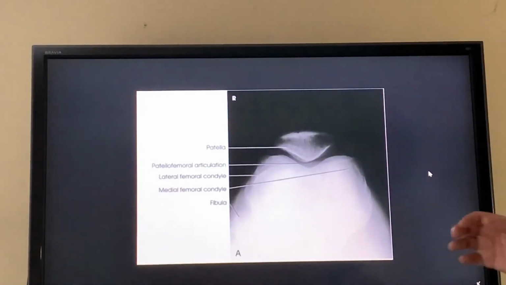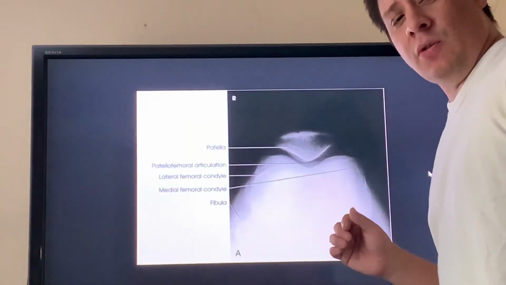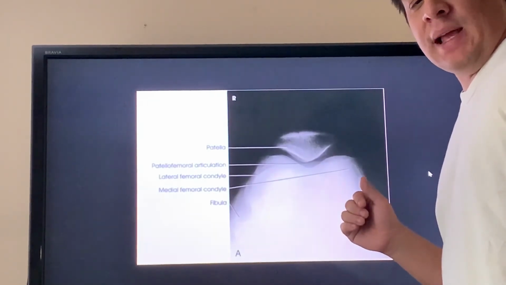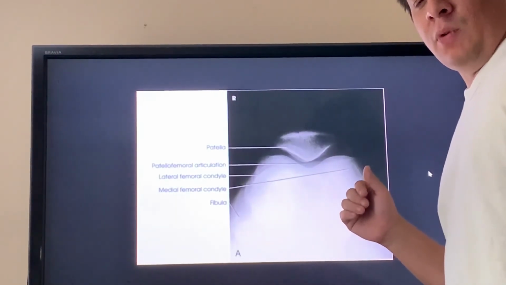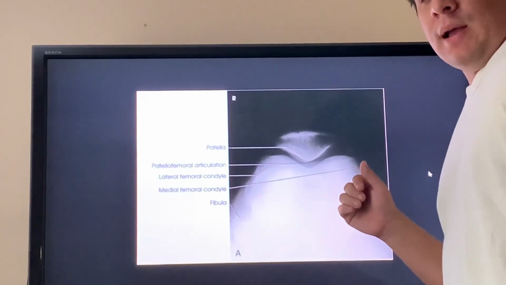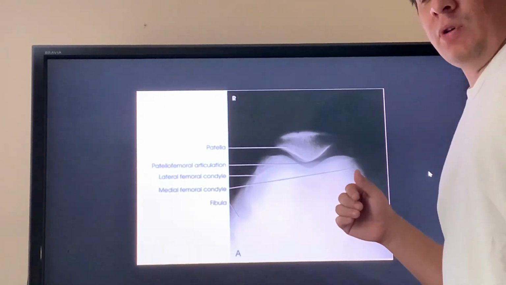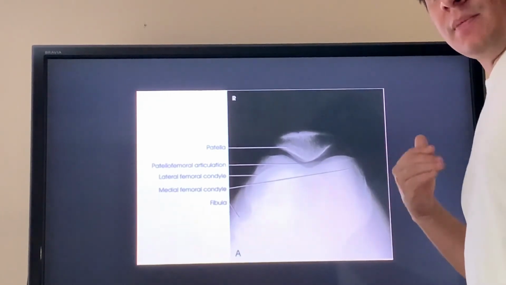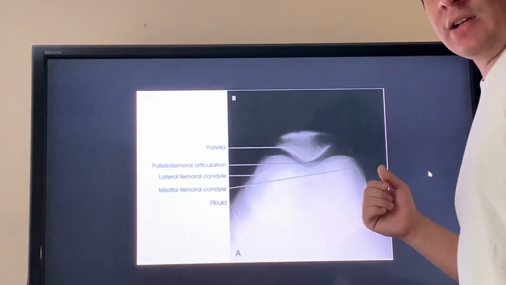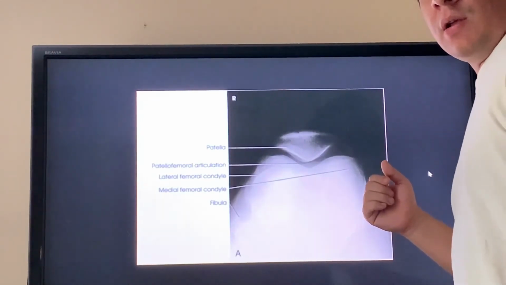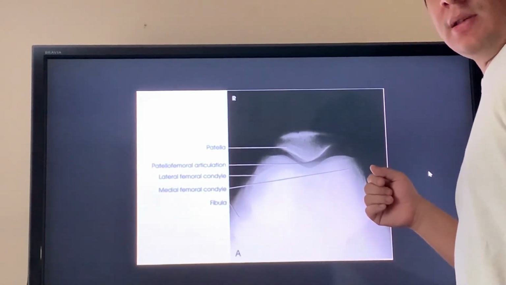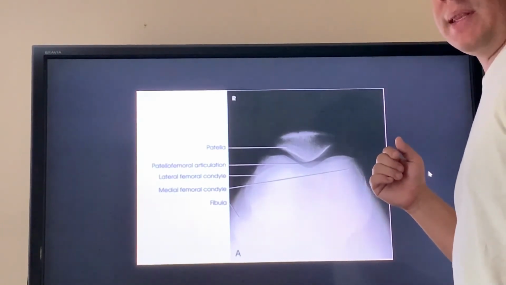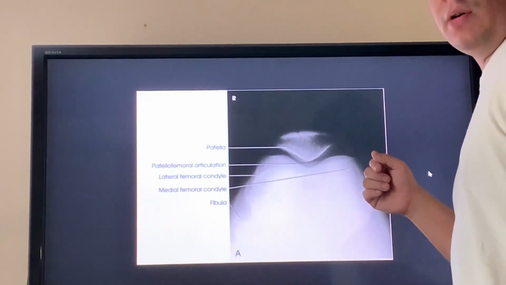And the very last criteria we're looking at is going to be the tangential projection of the patella and femoral joint. The central ray for this one is going to be perpendicular to the knee joint, and it's going to be centered between the patella and the femoral condyles.